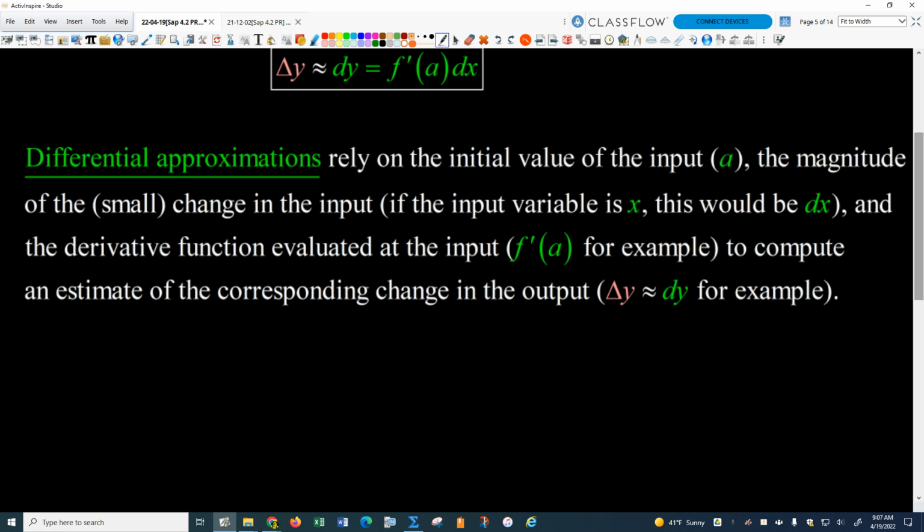So what do they rely on? These differential approximations rely on the initial value of the input. So we've got to know what value is convenient for us to compare the value of the function to. The magnitude of the small change of the input, so that's what we're calling dx. If x is our input, typically it's an x, doesn't always have to be an x. What is the value of the derivative evaluated at our convenient value a? That's why we picked a, because it's easy to plug into the function and its derivative, and that's it. And then we're always able to really quickly calculate this differential dy.